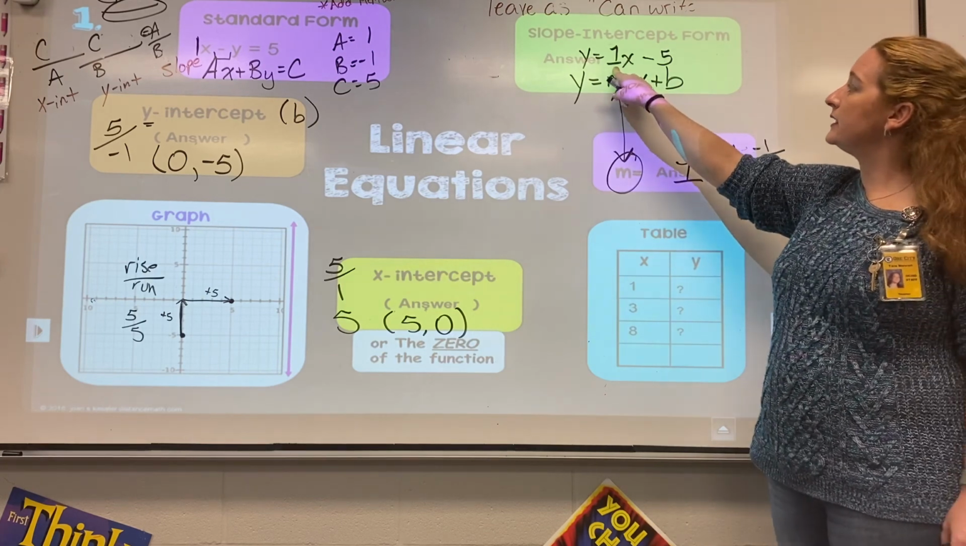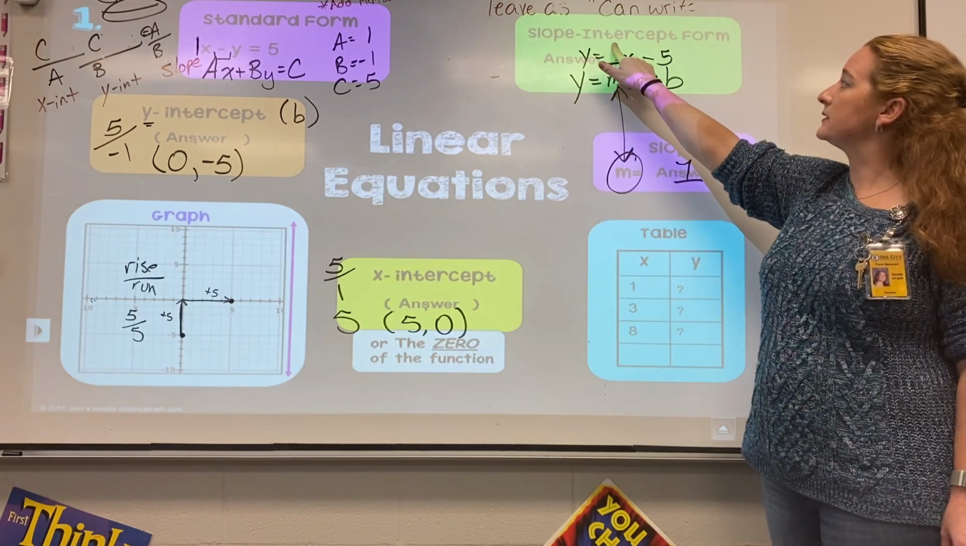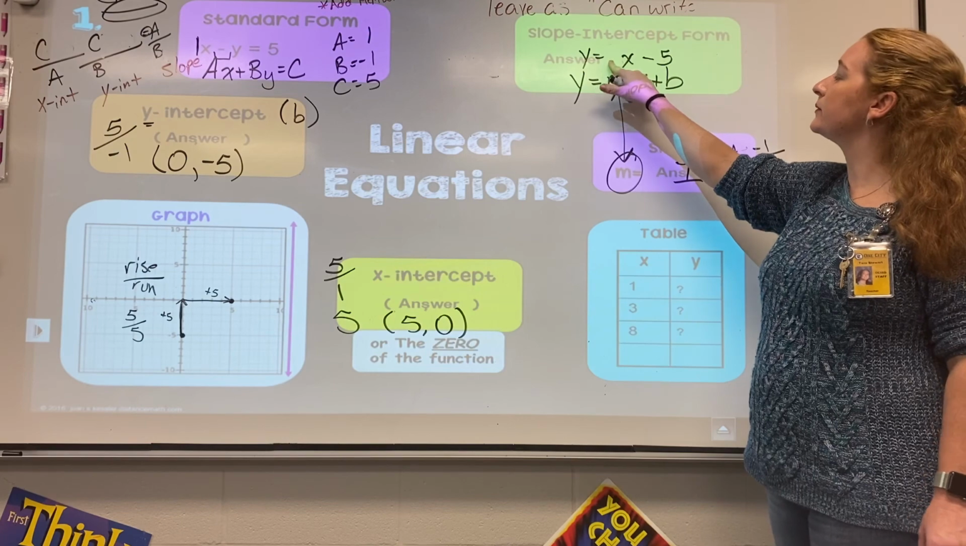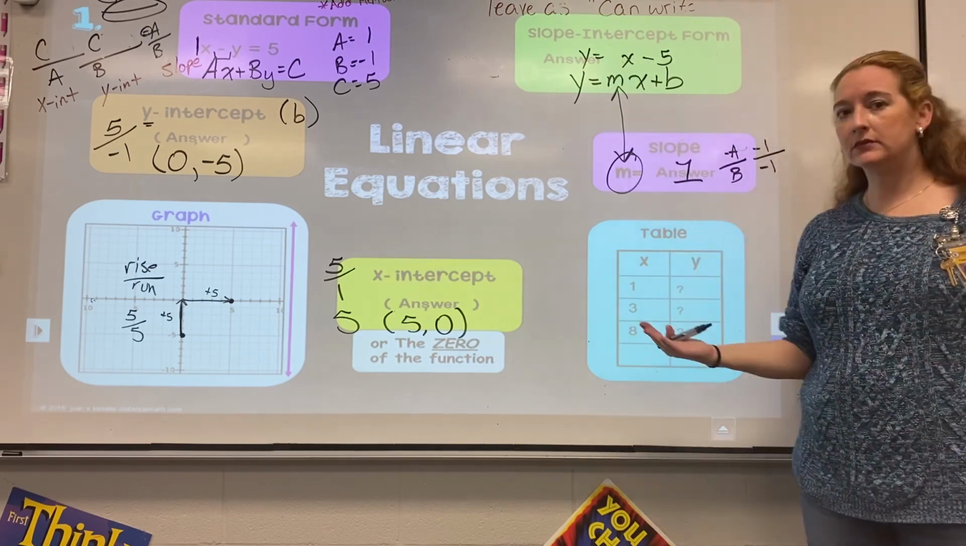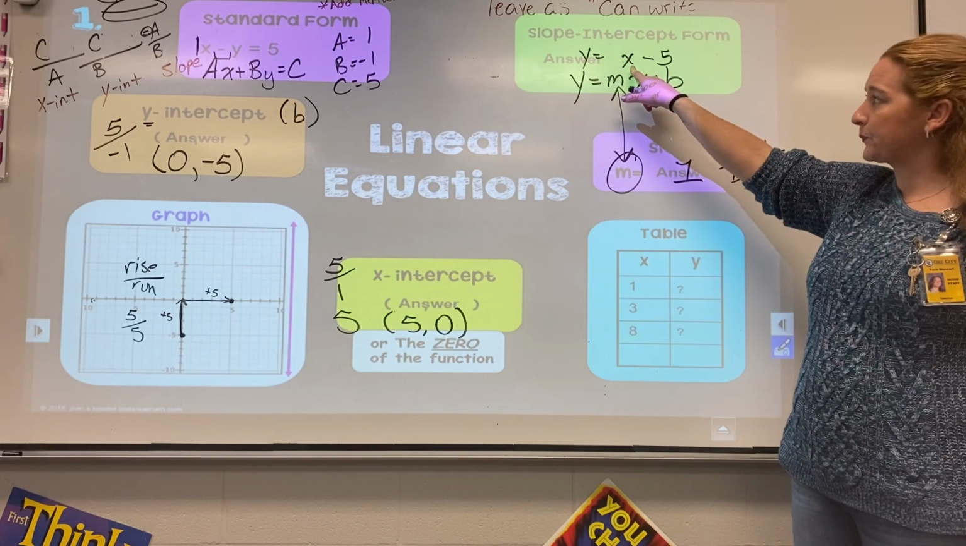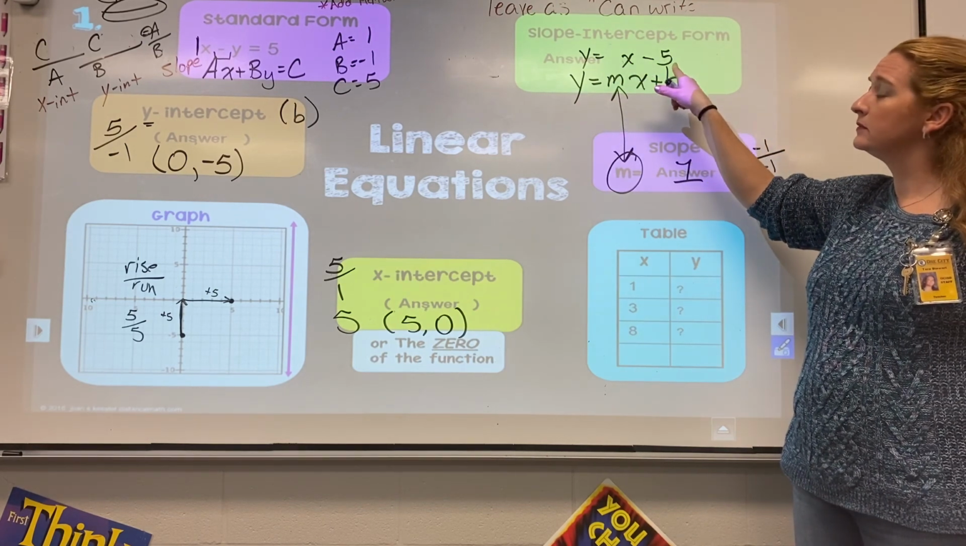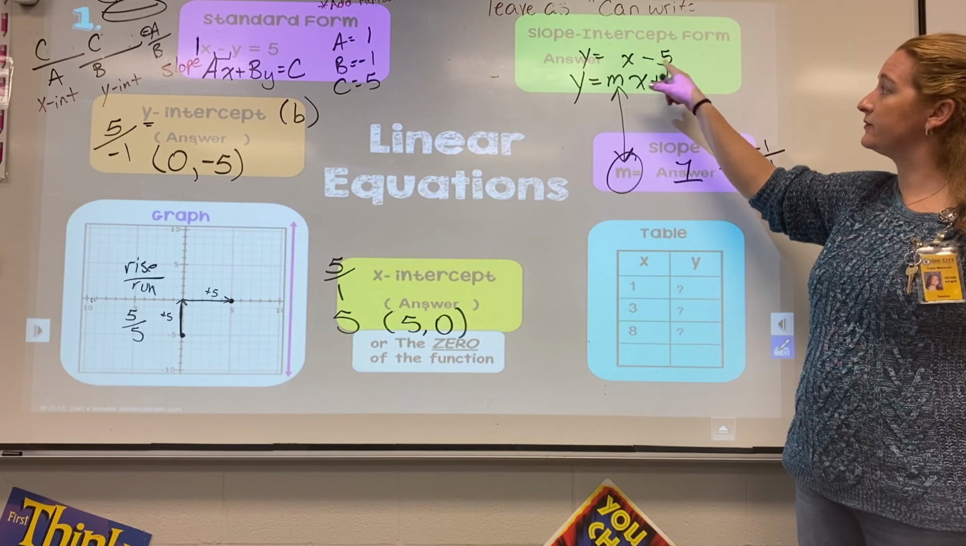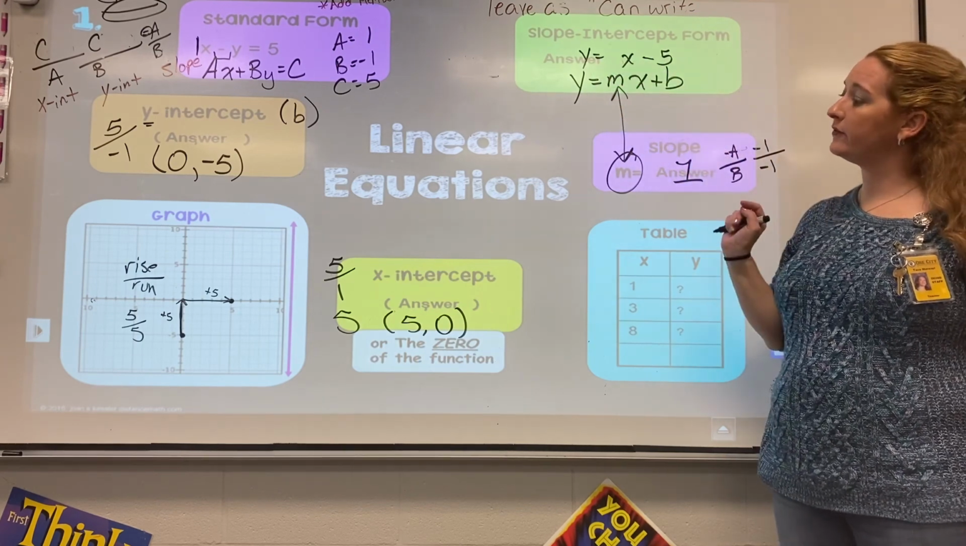I don't need this 1 in front of my x. I won't count it wrong, but Get More Math says that it's not simplified all the way if that happens. So 1x minus 5, so y equals x minus 5.